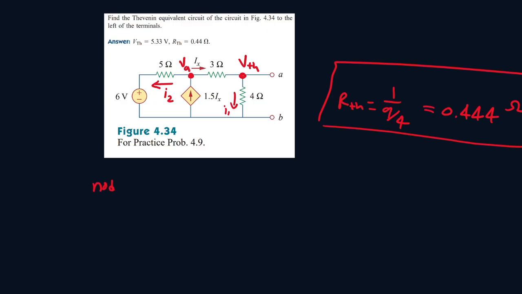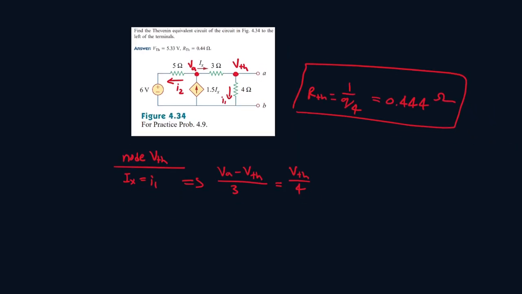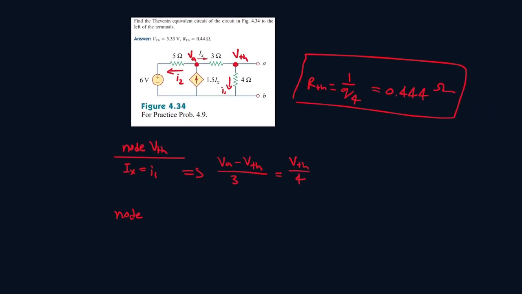So for node VTH, IX is entering VTH, and this will be equal to I1, which is leaving. And there's no current passing through here because it's an open wire. So IX will be VA minus VTH all over 3, and this will be equal to VTH minus 0 all over 4. Now for node VA, it's I2 plus IX. They're both leaving, and this is equal to 1.5 IX.